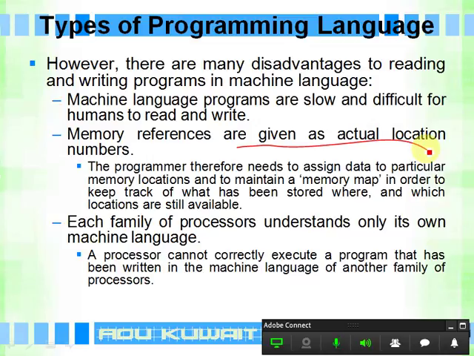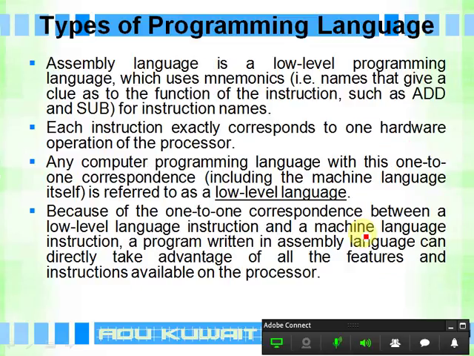And each family of processors understands its own machine language. Pentium understands its own machine language. Celeron, AMD, each has its own machine language. So it is difficult to write and execute programs in machine language.